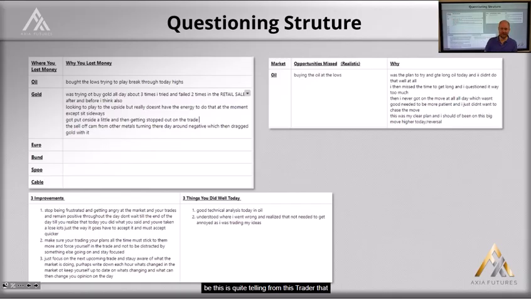This is quite telling from this trader: he's somebody who leans towards the negative side of things and always looks at how to improve things he's doing badly, rather than how he can leverage things he's doing well. So I changed this to where you lost or made money, why you lost or made money, and an explanation of those things.